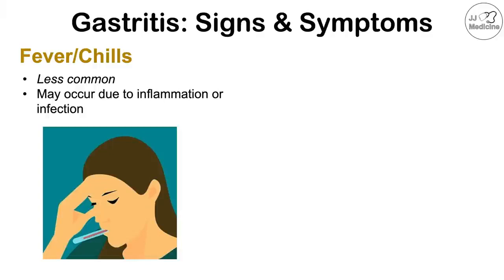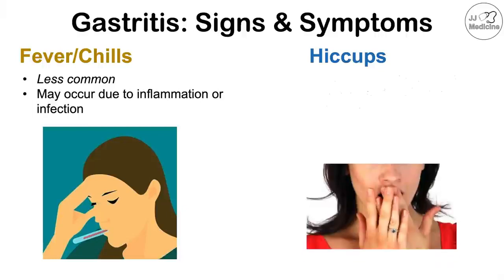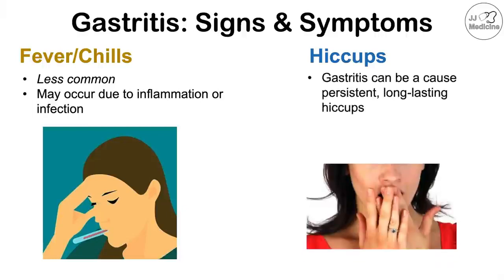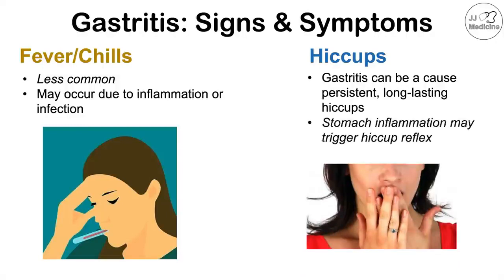And then another interesting finding in patients with gastritis is hiccups. So hiccups can actually be a sign of gastritis, especially if those hiccups are persistent and long-lasting. That inflammation of the stomach can lead to persistent, long-lasting hiccups. The reason being is that the stomach inflammation may trigger the hiccup reflex. Other gastrointestinal conditions can cause persistent hiccups, but this is one of them. So this is an interesting finding to make note of.